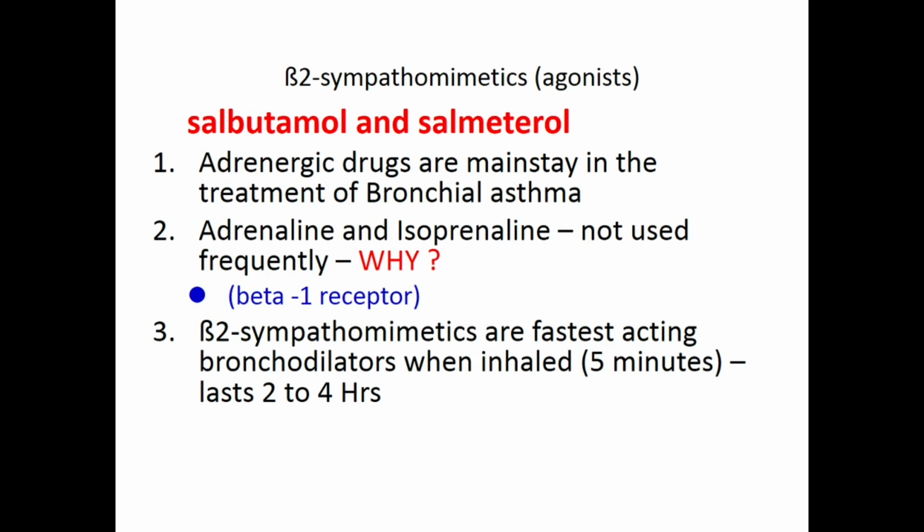Again, I'm repeating why adrenaline and isoprenaline cannot be used: because they are non-specific receptor agonists. They can stimulate beta-1 and alpha-1, which is not required because it may cause adverse effects like palpitation. We are taking beta-2 specifics like salbutamol and salmeterol. They are the fastest acting bronchodilators, especially when inhaled. When you give them, they act within 5 minutes and last 2 to 4 hours.